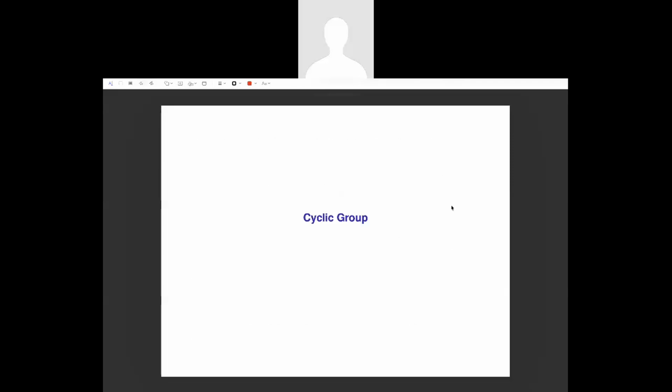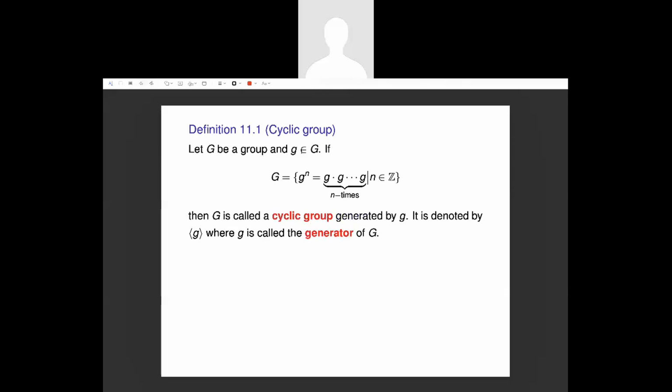Next, we have an important concept about the cyclic group. Let G be a group and g an element of G. If G can be represented as g to the power n, where n is an integer, taken as multiplication n times, then G is called a cyclic group. It is generated by g, denoted by the bracket g, and g is called the generator of G. Simply, you can say that we have to find one element.